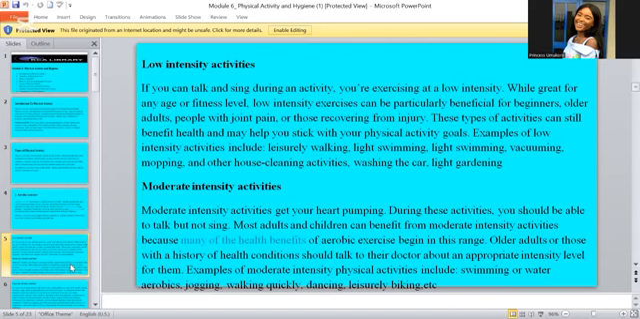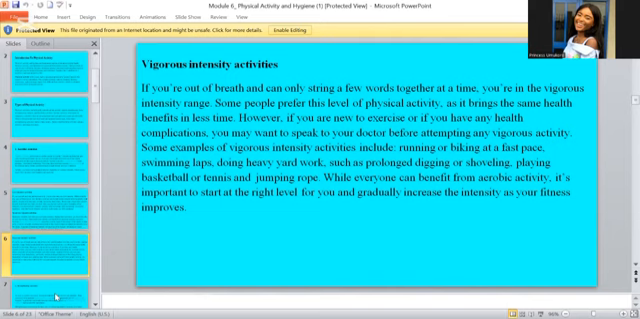We have moderate intensity activities. Moderate intensity activities are activities that can get your heart pumping. During these activities, you'll be able to talk, but you won't be able to sing. Examples of moderate intensity activities include swimming or water aerobics, jumping, walking, dancing, and leisure biking.